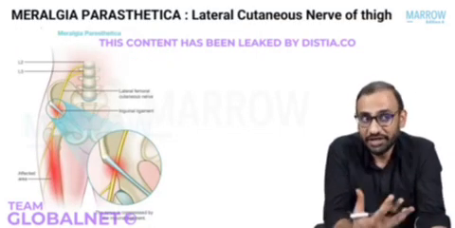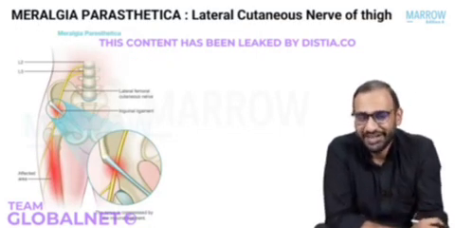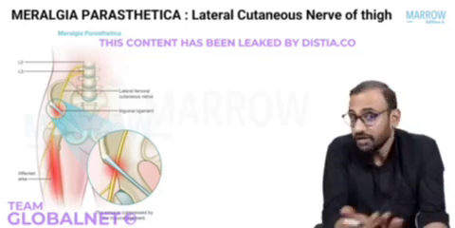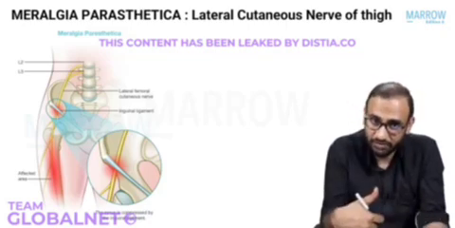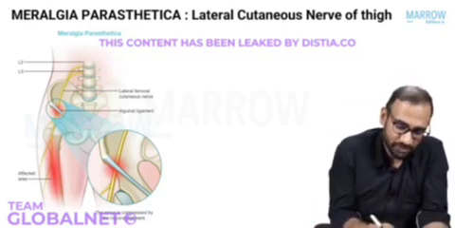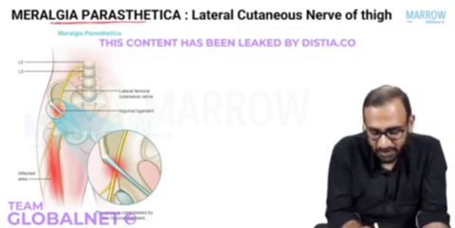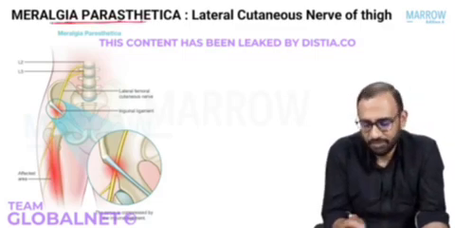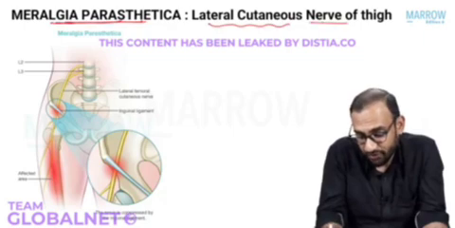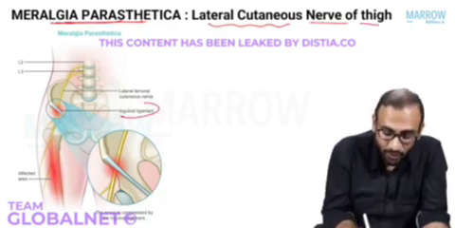Now, apart from the entrapment neuropathies like the median nerve getting entrapped in the carpal tunnel, there are other nerves that can also get entrapped. I have a table for you, but a few very important ones are meralgia paresthetica that has been asked. Meralgia paresthetica is basically entrapment of the lateral cutaneous nerve of the thigh under the inguinal ligament.